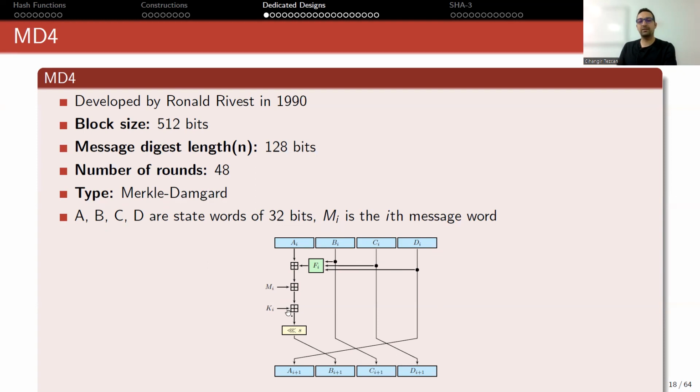There is a constant here, which is specified in the standards. And there are some rotations to the left. And like a Feistel cipher, this goes here, this goes here, and so on. This is a single round, and you repeat it 48 times.